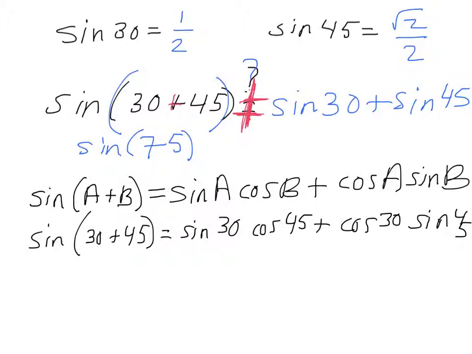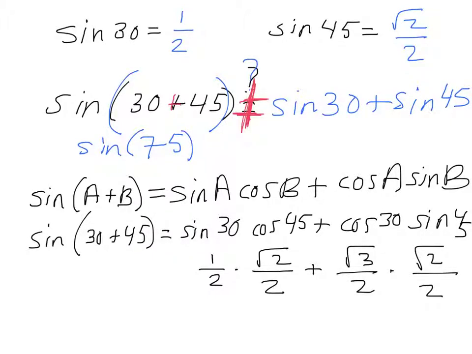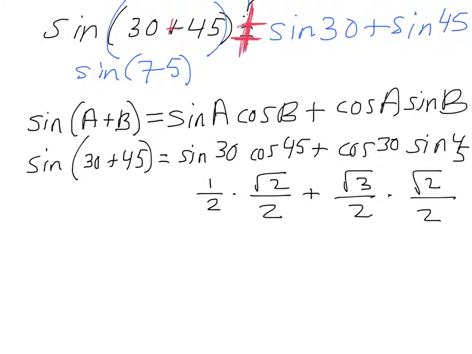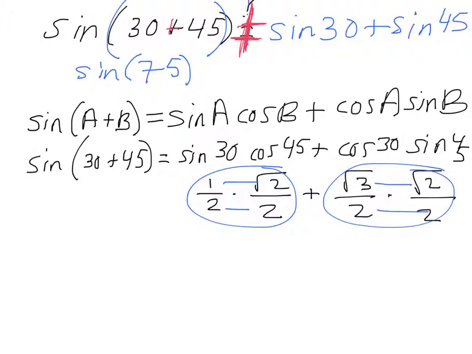Now you literally just substitute the values that you know. You know that sine of 30 is 1/2. This is multiplication here. Cosine of 45 is square root of 2 over 2 plus cosine of 30 is square root of 3 over 2 times sine of 45, square root of 2 over 2. Move that up a little bit. Here you are just multiplying straight across, as here as well, you are just multiplying straight across.